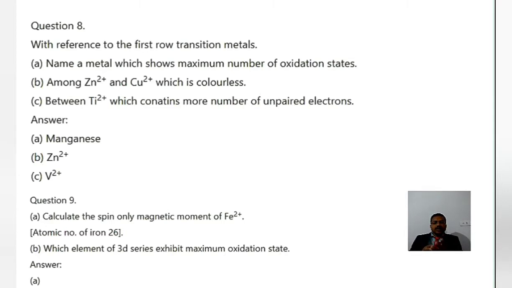the chance for exhibiting d-d transition is more, and thereby copper will be exhibiting color, which is blue. But in the case of zinc, the d-d transition is not possible, and thereby Zn2+ will be colorless.